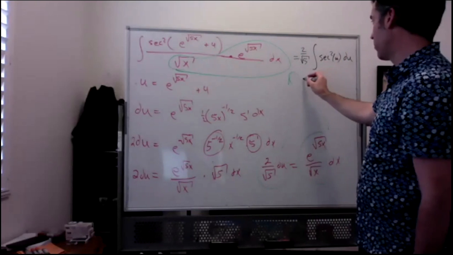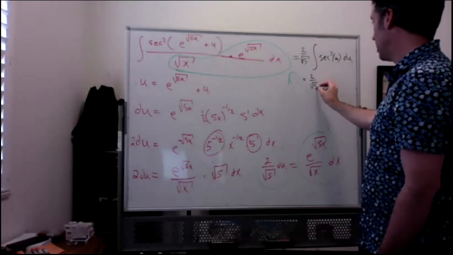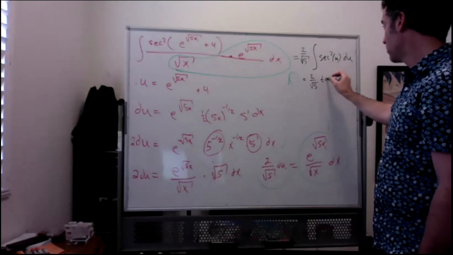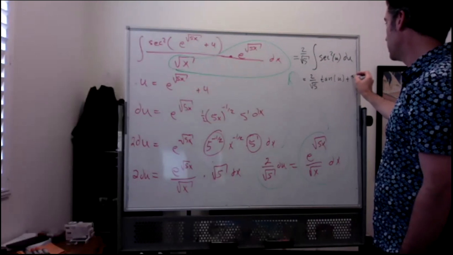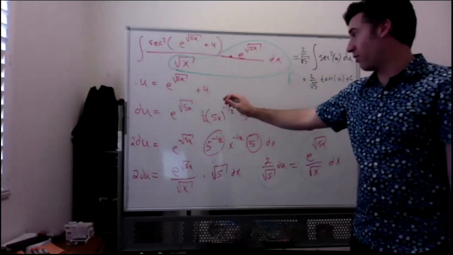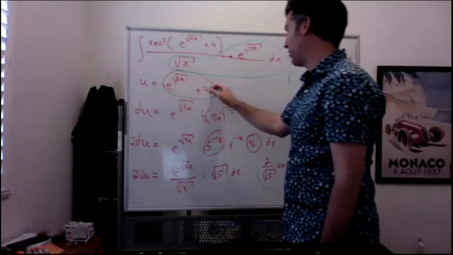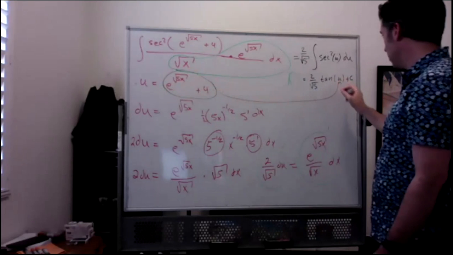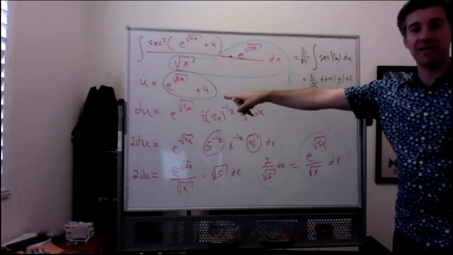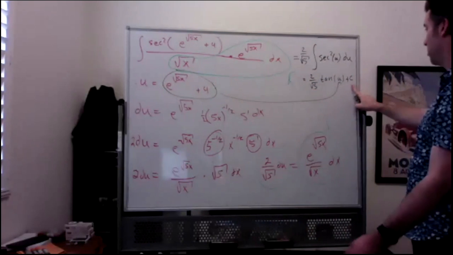Right? This is 2 over root 5. And the antiderivative of secant squared of u is tangent of u, plus c. And then we would plug back in, which I'm probably not having enough room for. But our final answer would be 2 over root 5 times tangent of e to the square root of 5x plus 4 plus c.